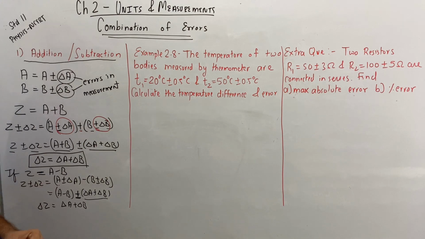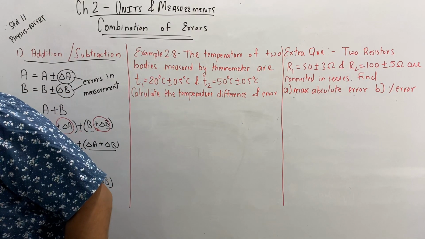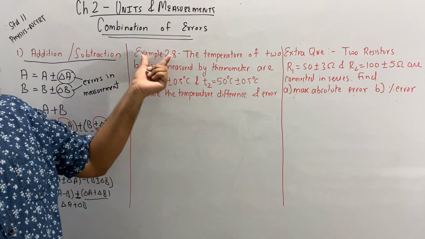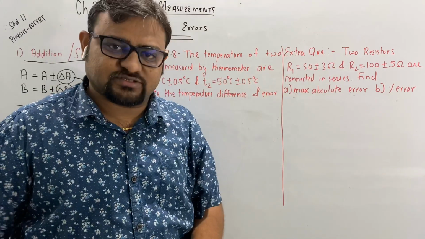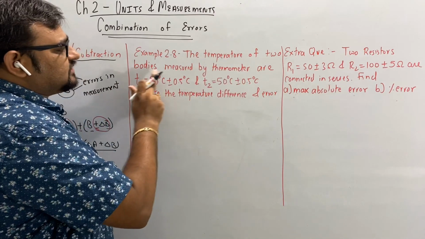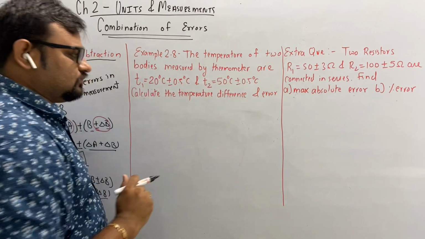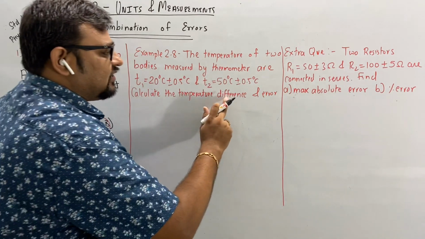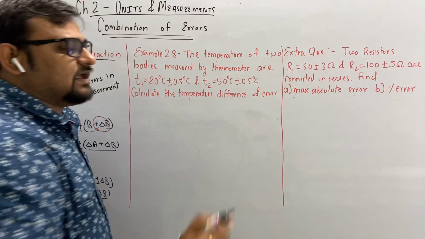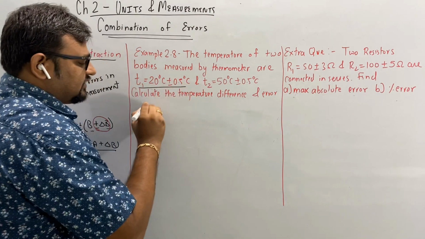Clear? Okay. Now let's take two examples: one from the NCERT textbook, example 2.8, and one extra question. The temperatures of two bodies measured by a thermometer are T1 and T2. You have to calculate the temperature difference and error. So now let's write down these two quantities.